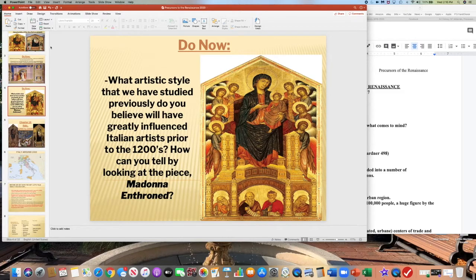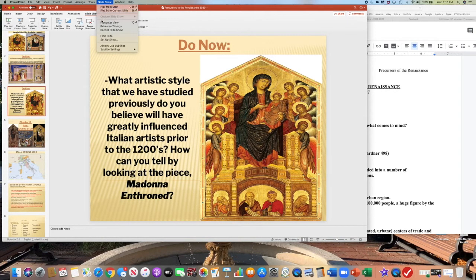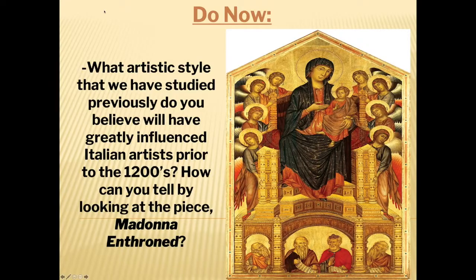All right, let's get into a quick Do Now that should hopefully jog your memory about some previous periods we have looked at and how they're connected to this new period. Take a moment, look at the image, and think about the answer to this question in your head. What artistic style that we have studied previously do you believe greatly influenced Italian artists prior to the 1200s? How can you tell by looking at this piece, the Madonna Enthroned? Hit pause, think about it for a minute, and then continue.